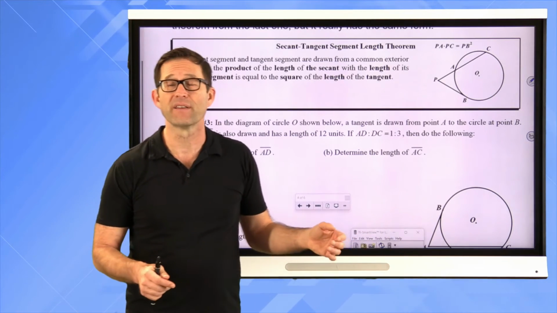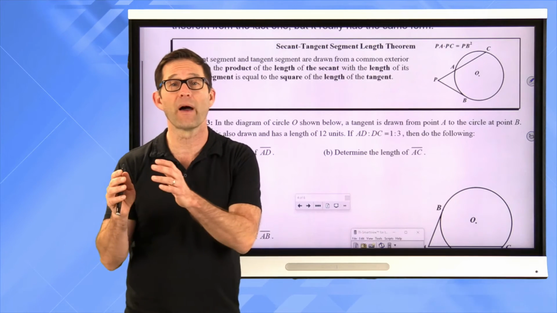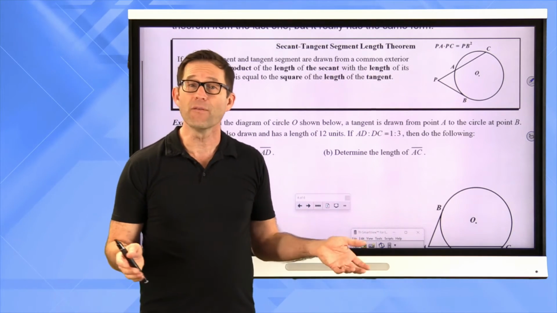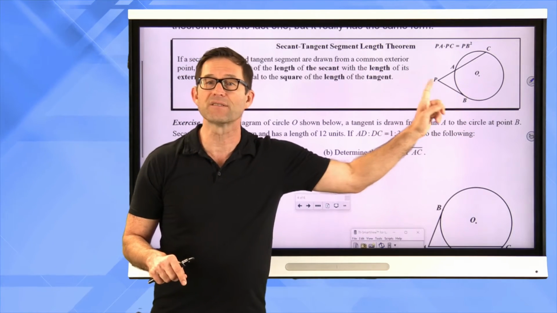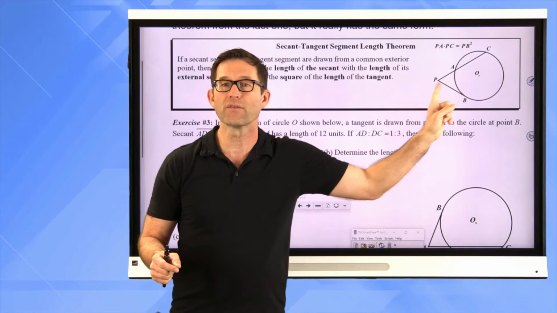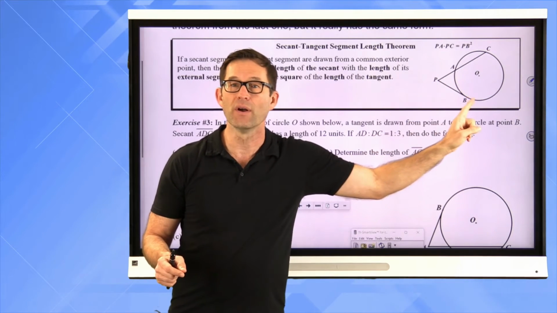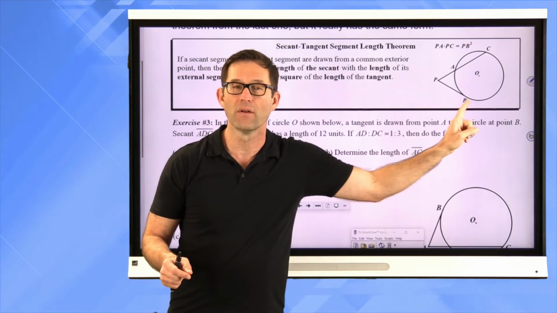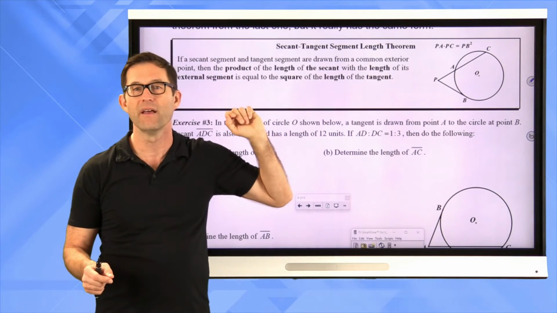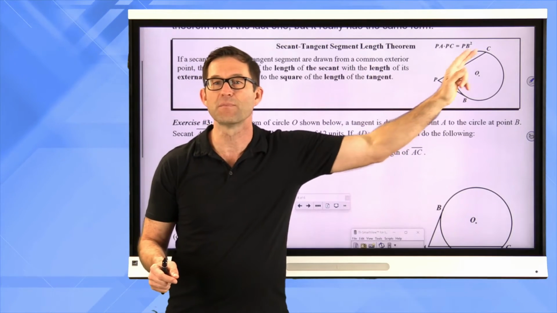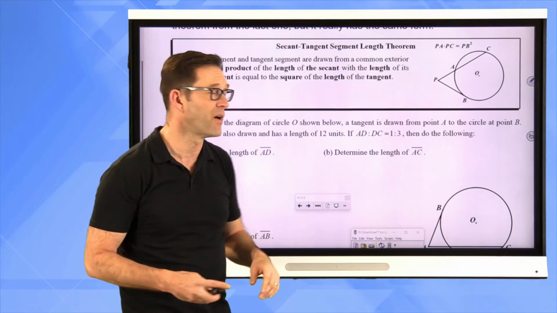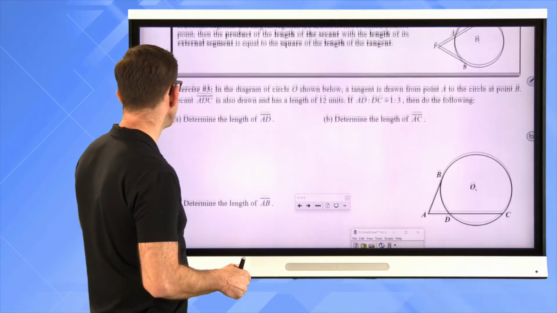The last one said if I take the exterior portion and I multiply it by the whole, I'll get the exterior portion times the whole. The difference is that for a tangent, the exterior portion is the whole, right? So exterior times whole is equal to exterior times whole. There is no interior point of a tangent, right? So I just get PA times PC is equal to PB squared, which sounds a little bit funny because it sounds like I'm talking about a peanut butter sandwich.